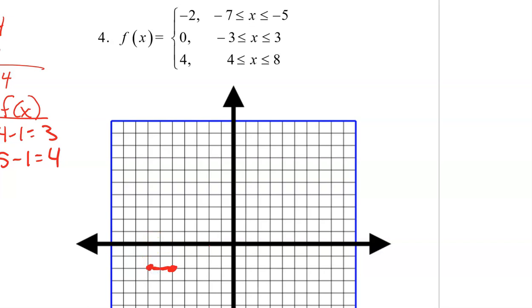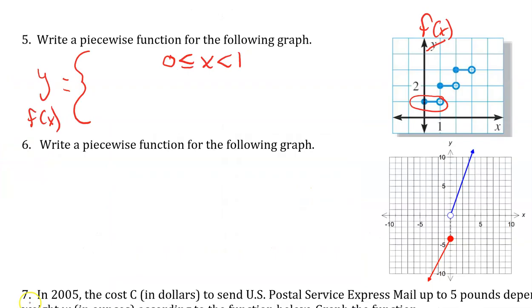That's one piece. Between x equals -3, 1, 2, 3, 0. It includes that point. 3. When x equals 3, f of x equals 0. Also includes that endpoint. And then for x equals 4, 1, 2, 3, 4, all the way out to x less than or equal to 8. 1, 2, 3, 4, 5, 6, 7, 8. Our third piece.